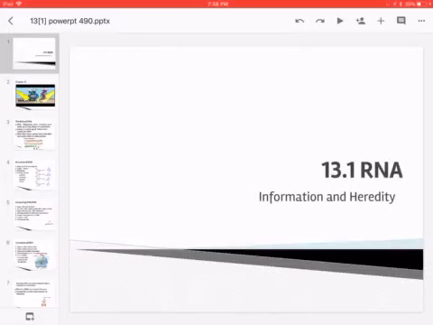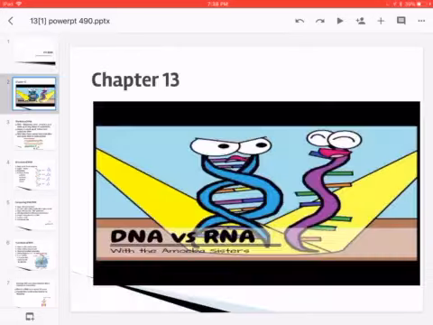This lecture is on RNA, information and heredity. We've discussed DNA, the structure of DNA, the function of DNA, and now we will determine the role of RNA in protein synthesis.